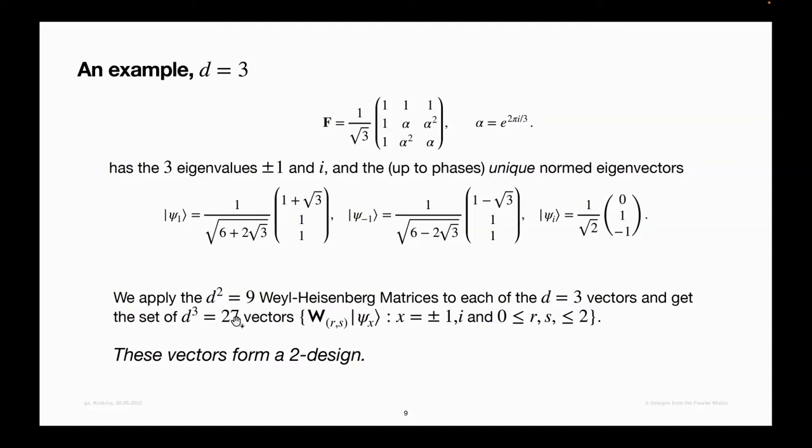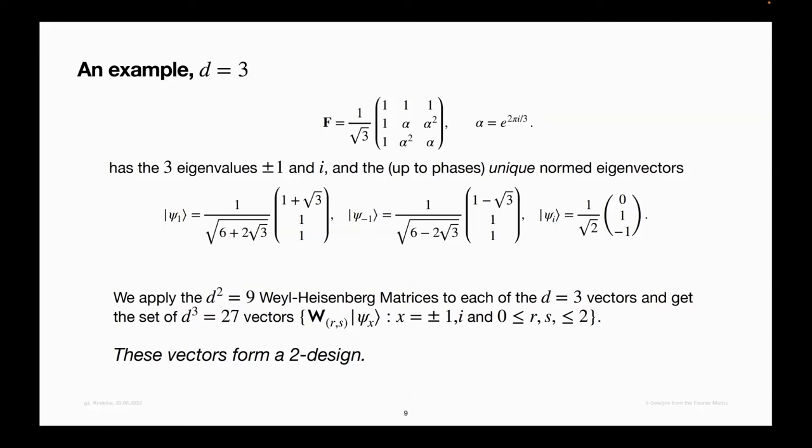I've written it down here explicitly. So these psi X are the different eigenvectors, and we apply to all of them the nine elements of the Weyl-Heisenberg group. These 27 vectors form a two design. Well, I don't think anybody ever noticed it. Maybe it's written somewhere. I would be grateful if somebody knows a reference, if this is noted somewhere else.